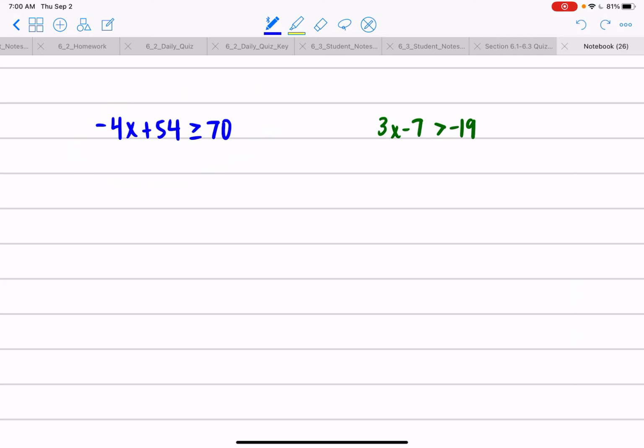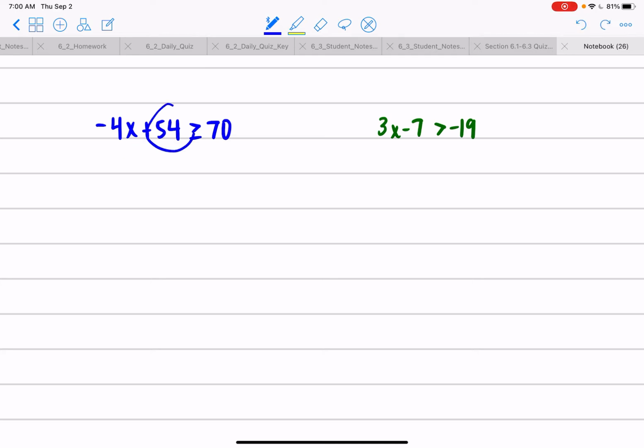So basically the idea here is we're just solving as if this was an equal sign. And sometimes I will literally just think to myself, all right, just pretend this is an equal sign and solve it. But you got to be careful because there are some rules here with the inequality sign. So let's do it. If you've got negative 4x plus 54 is greater than or equal to 70, your goal here is to get this x all by itself.